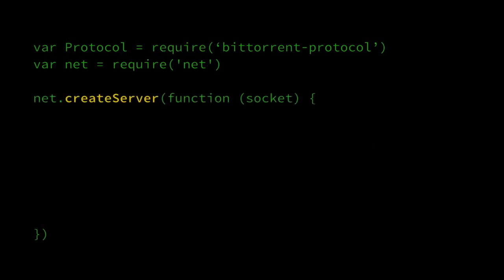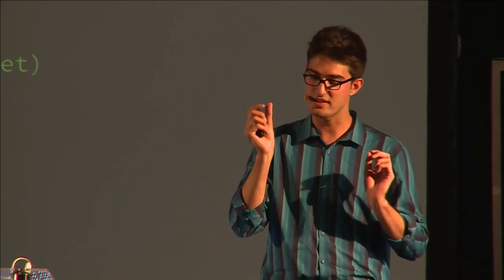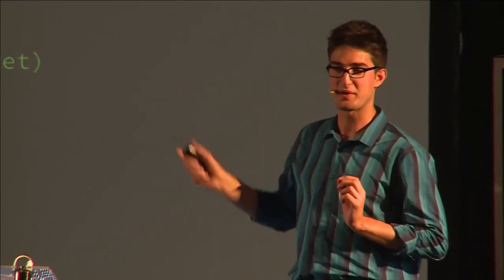We're going to create a TCP server. We would actually start the server later on by calling listen on this, but I didn't put that in the slides. You specify a port that you want to listen on. Anytime someone connects to that port, this function is going to run, and it's going to give you a socket. In there, we're going to create a new protocol object, and then we're going to take the data that the socket is outputting, and pipe it into the wire variable, which is an instance of the BitTorrent protocol module. Then we're going to take its output, and pipe it back into the socket. This is what that looks like, because it's a chainable API.